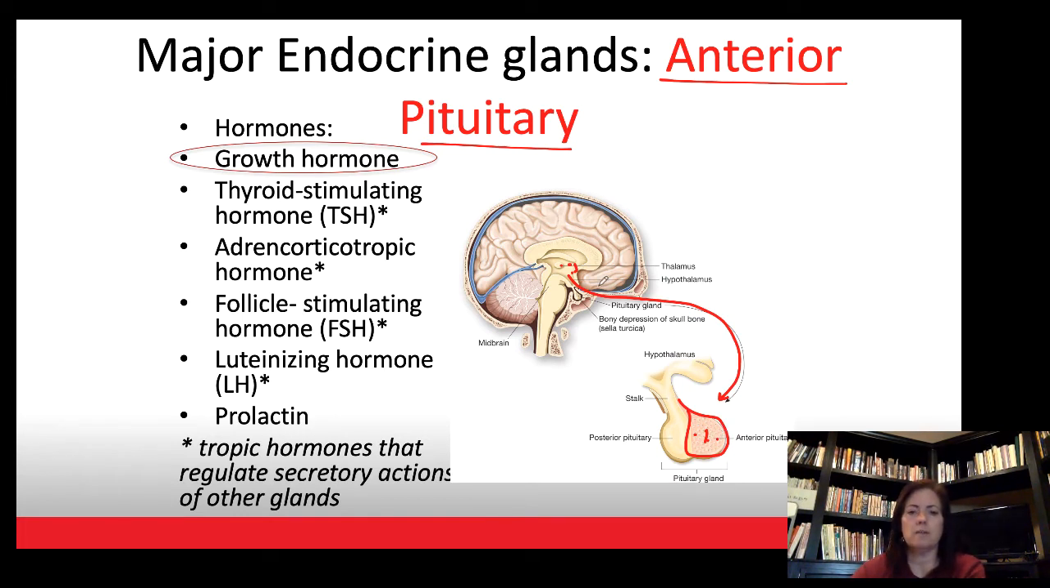So it's technically a portal system, and if you think about the portal system in the liver, it's the same kind of setup. We've got blood vessels that are connecting these two structures. So anterior pituitary is going to release all of these different hormones. The one that we are going to focus on is going to be growth hormone.